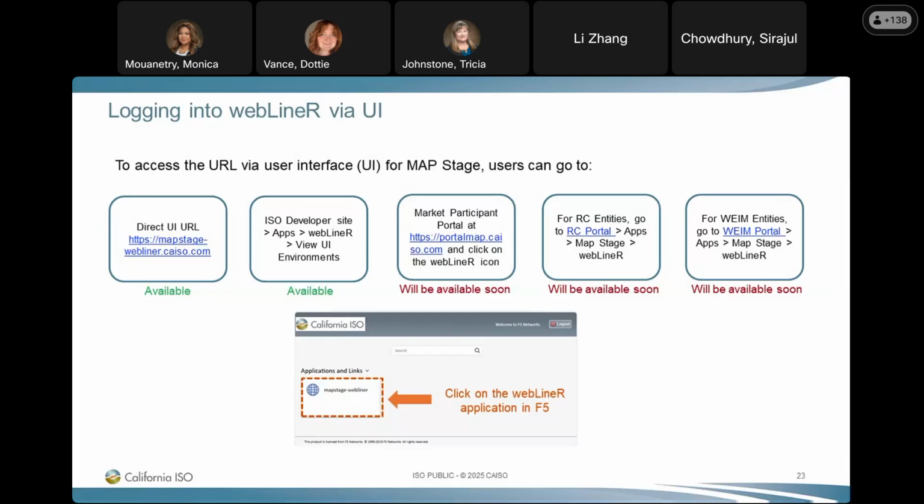I'll send a notice once those icons URLs are available. In the meantime, you have access to the direct URL, and you can also access it in the ISO developer page. Once you click onto the application, you'll see this page right here. It's our F5 page where you just go in and click the map stage WebLiner option, okay?